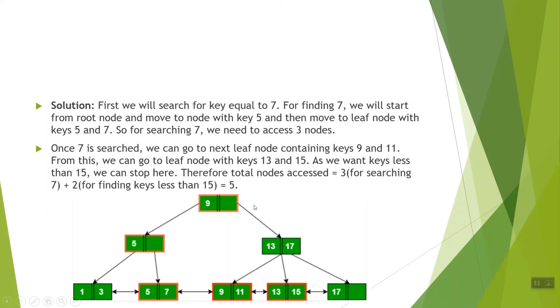The common mistake is that students will start counting for 15 from the root node, and they will find again 3 nodes, so they will write the answer 6, and that will be wrong.